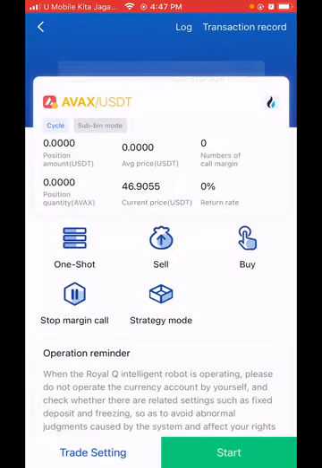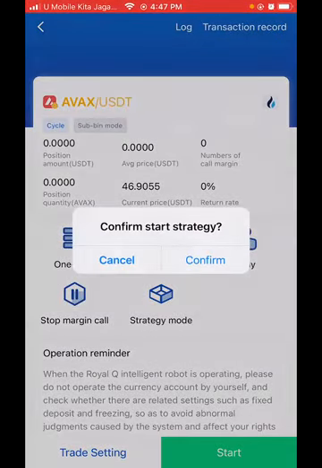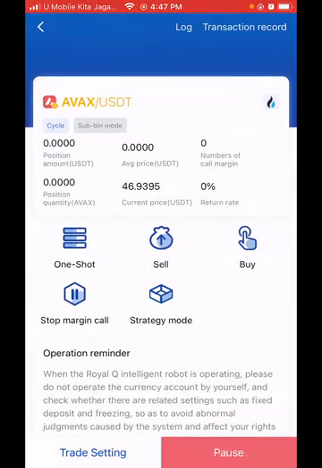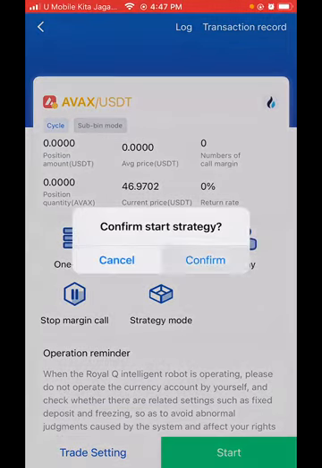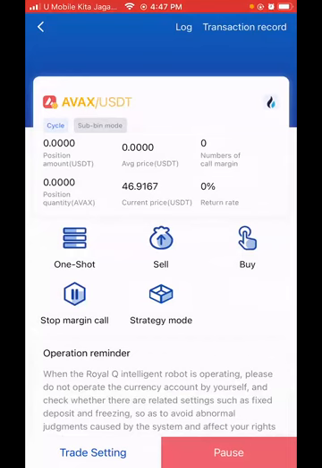Then what is the next thing to do? Start. Confirm. The moment it writes pause, you're going to notice on top where it writes position amount, it will bring out the figure. But there's no money in the Huobi account, that's why it stopped. So once you click start, it writes pause. As long as there's money in your Huobi account, it has started.